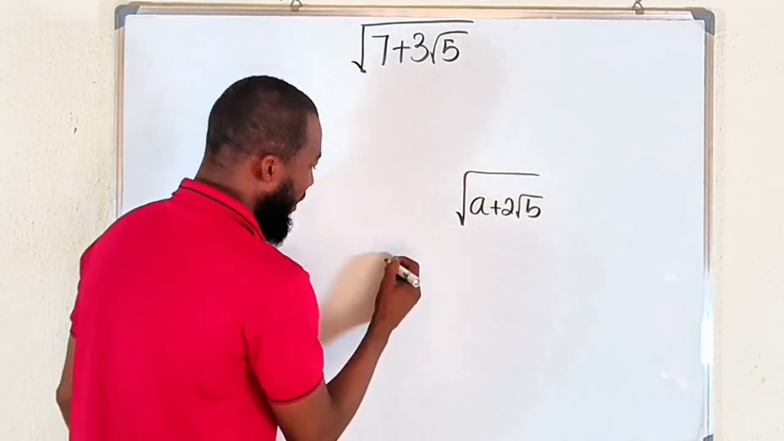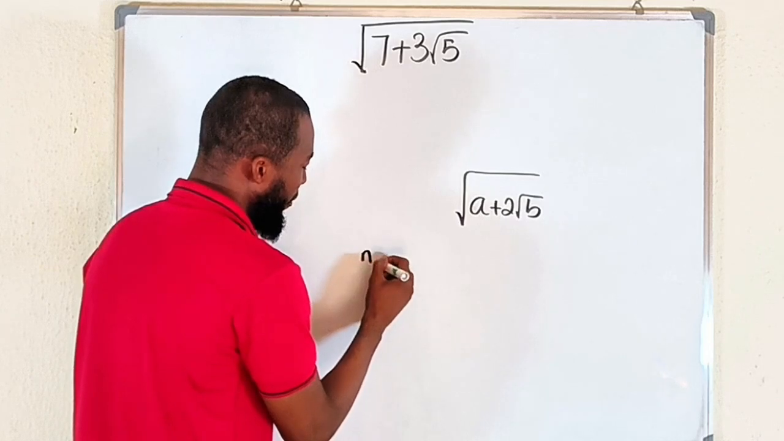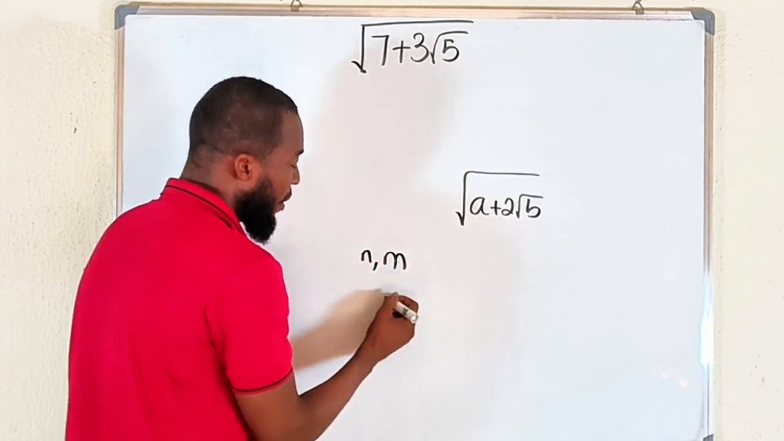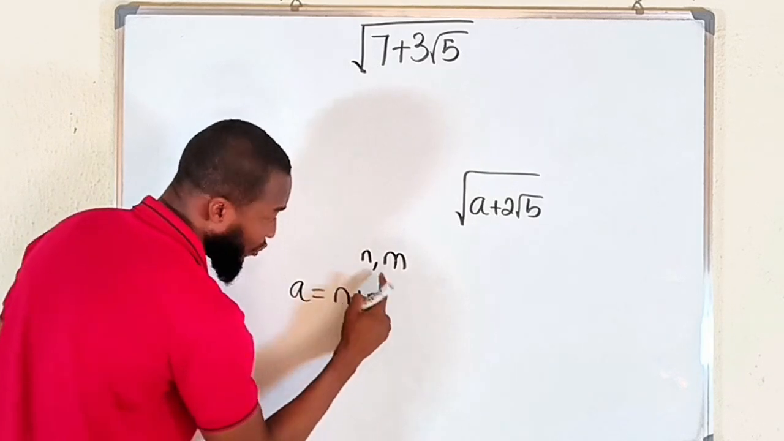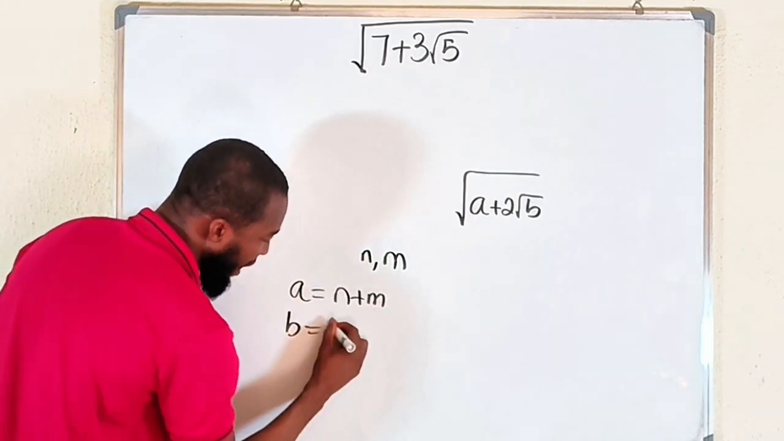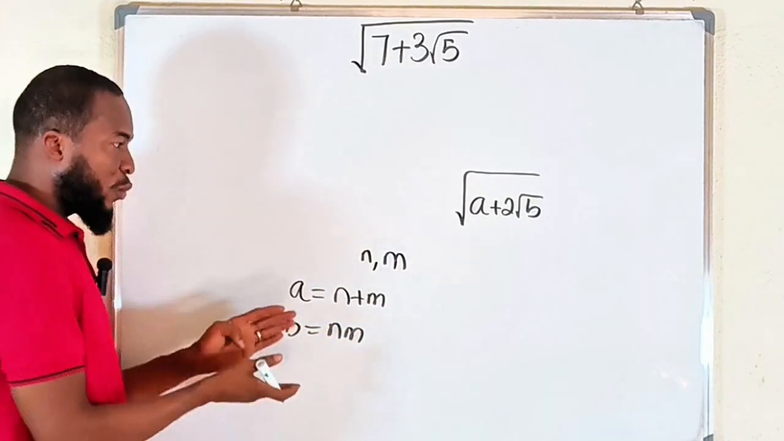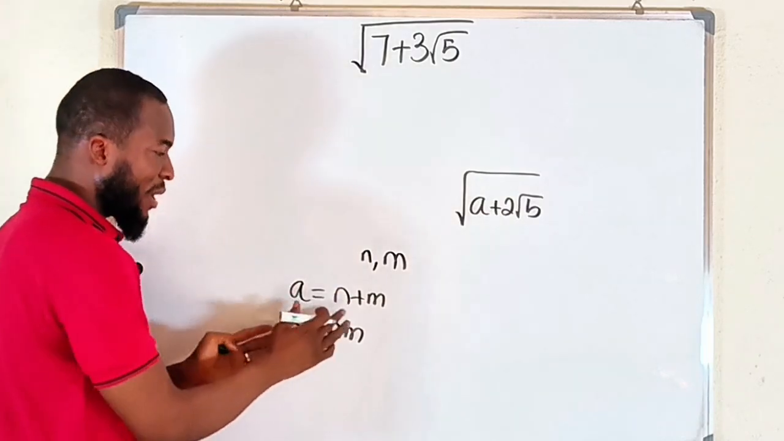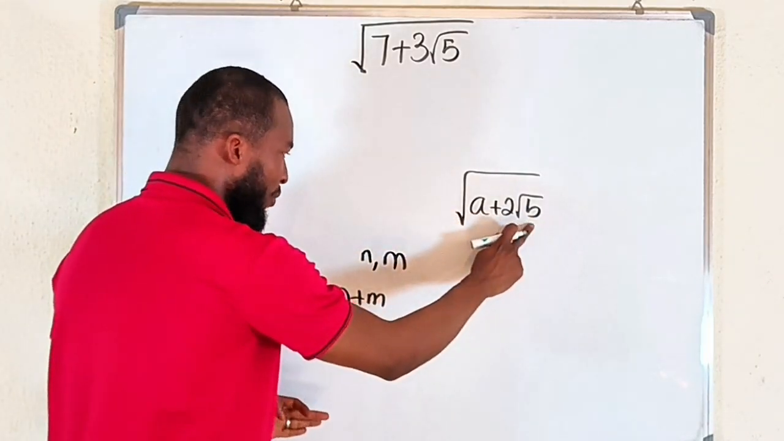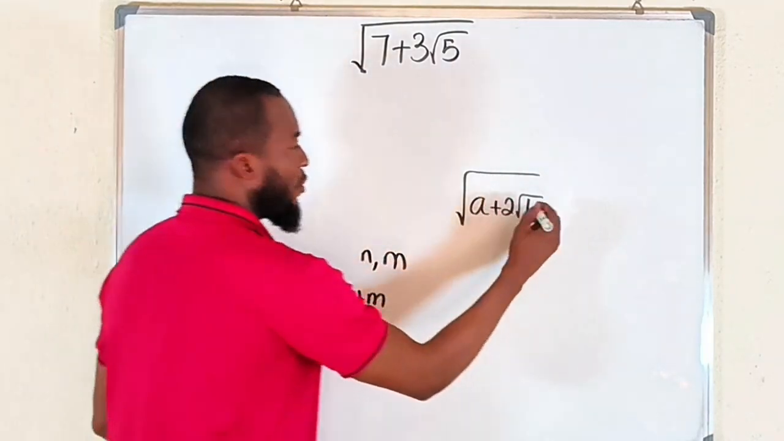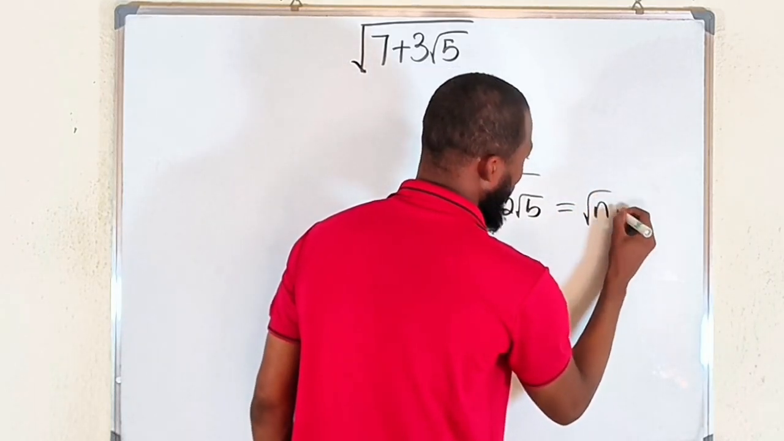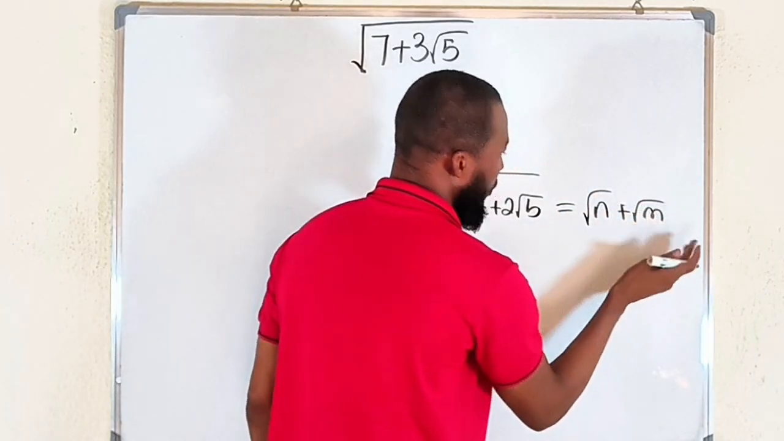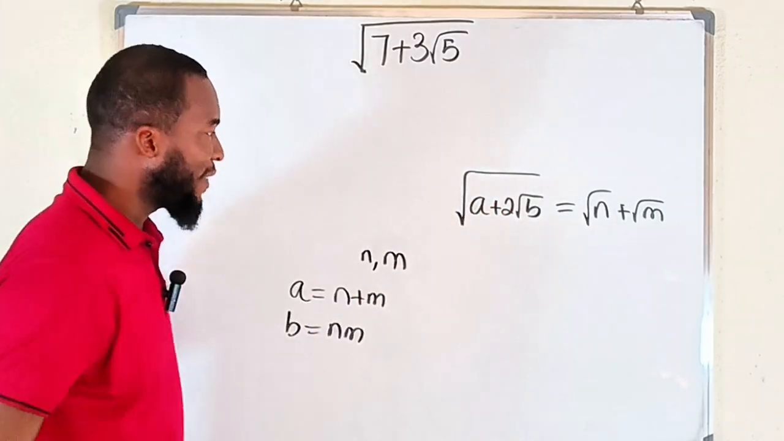So for instance, if they are n and m, then a will have to be n plus m, the two numbers. Then b will have to be n times m. So whenever you can find these numbers that you can multiply to get this input, and add them to get this, you can simply say this is equal to the square root of n plus square root of m, or vice versa. You can interchange them.